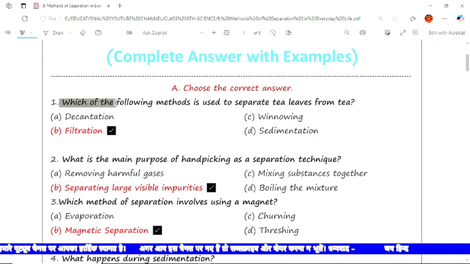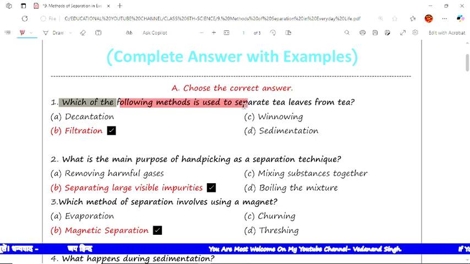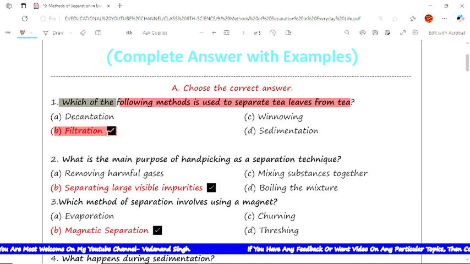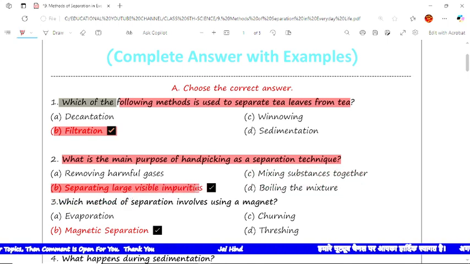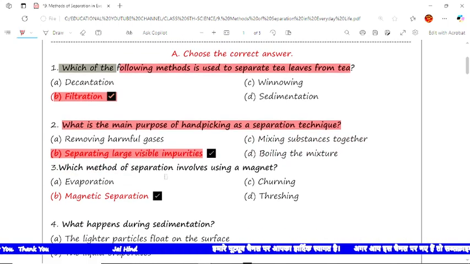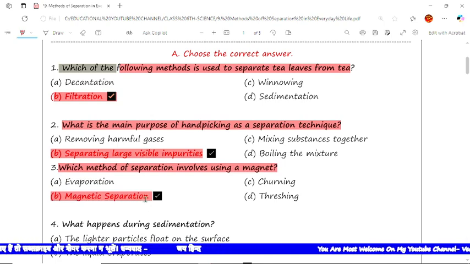Which of the following method is used to separate tea leaves from tea? Among the given options, filtration is the correct option. Now the next question is, what is the main purpose of hand picking as a separation technique? The main purpose is separating large visible impurities from the grains. Now the next question is, which method of separation involves using a magnet? That is magnetic separation. Among the given options, magnetic separation is the correct answer. So B is the correct option.